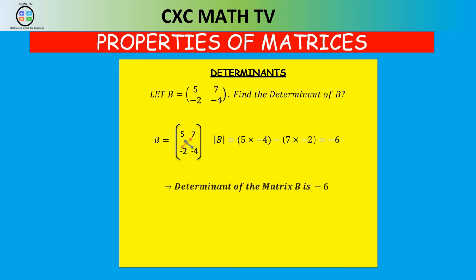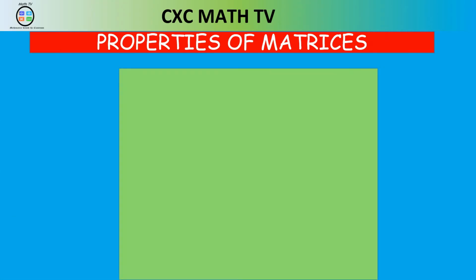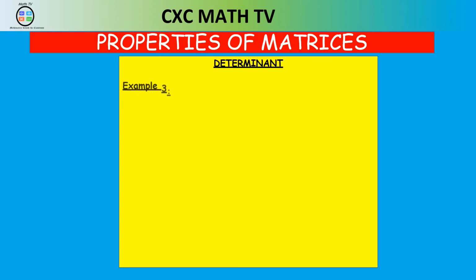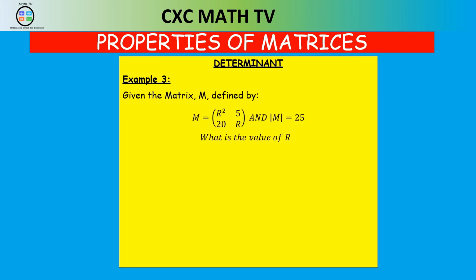Now look at this question here. Given the matrix M is defined by M is equal to R squared, 5, R, 20, and the determinant of M is 25, what is the value of R? Now pause and attempt.